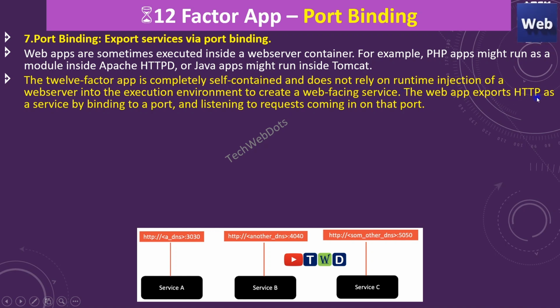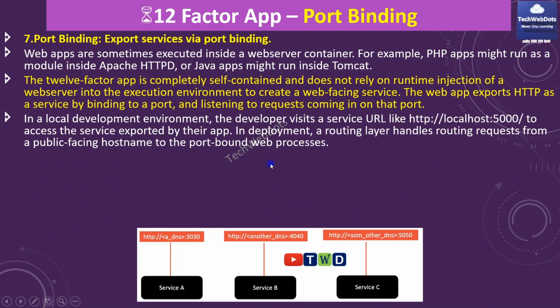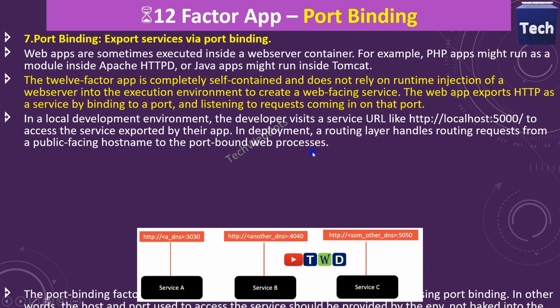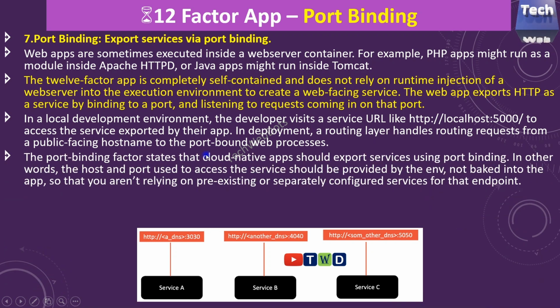The web app exports HTTP as a service by binding to a port and listening to requests coming in on that port. So port binding is really important because we are exporting that one. In a local environment, the developer visits a service URL, let's say localhost colon the port address, to access the service exported by their application. But in deployment, a routing layer handles routing requests from a public-facing host name to the port-bound web processes, right? Those are managed by the infra team.